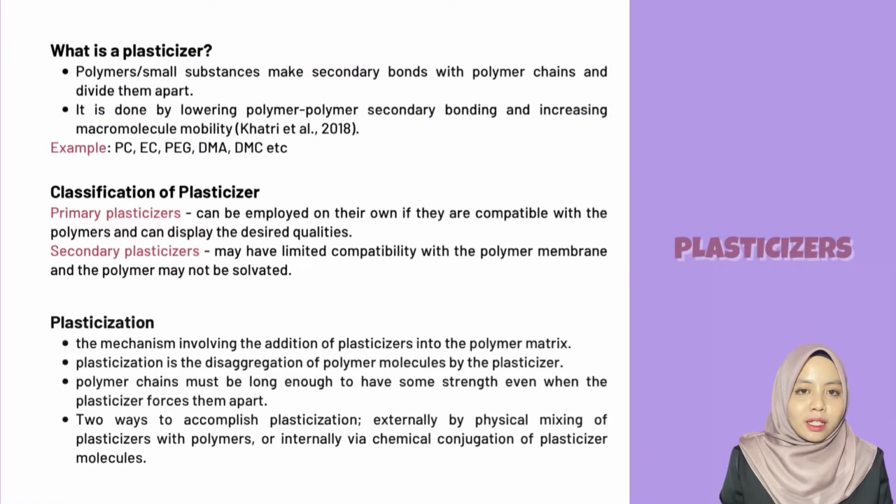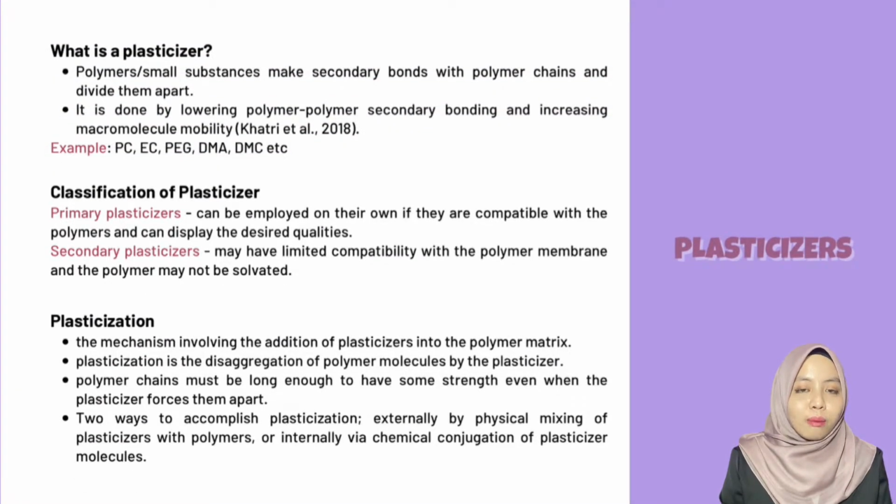Now, I will explain about the plasticizer. Plasticizers are materials that create secondary bonds with polymer chains and push them apart, resulting in a soft and malleable polymer. Some examples of commonly used plasticizers are polyethylene glycol, propylene carbonate and ethylene carbonate.